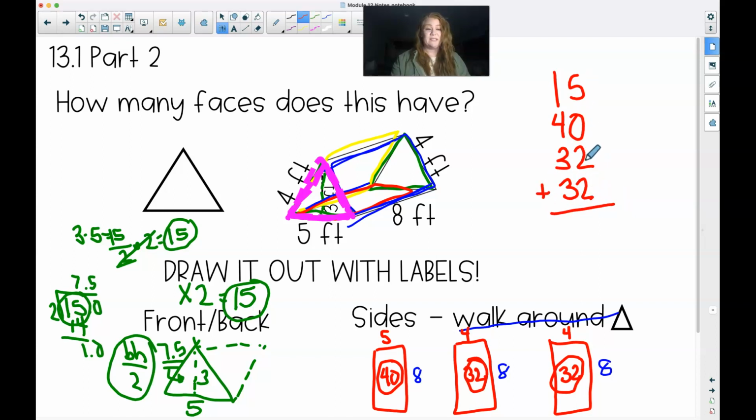Okay, so 5, 6, 7, 8, 9, 3, 6, 10, 11. And they measured this in feet squared. So there is my final answer.